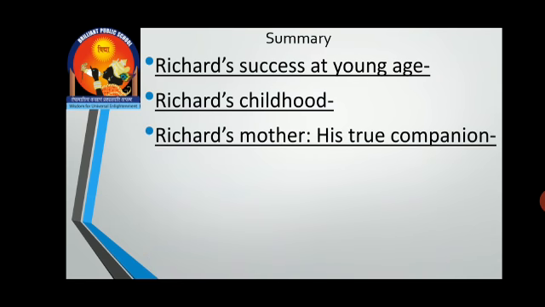Richard's mother, his true companion. Richard lost his father when he was in third grade, so his mother was his only companion. His mother encouraged his interest in learning. She took him on trips and bought him telescopes, microscopes, cameras, mounting materials, and many other equipments. She also supported him in his hobbies. She also invited his friends to play with him. She helped him in learning at young age and he earned top grades in his school.